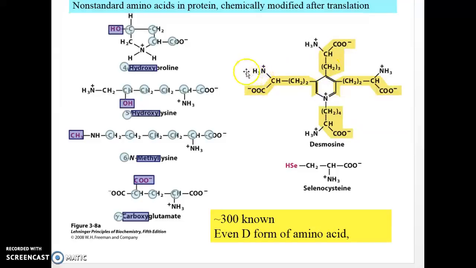There is a non-standard amino acid in proteins. Some might be formed after translation, so belonging to post-translational modification. About 300 types have been known. Some might be famous, like hydroxyproline, hydroxylysine, things like that.